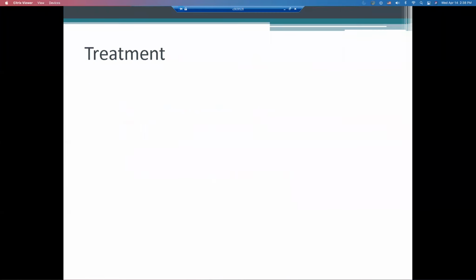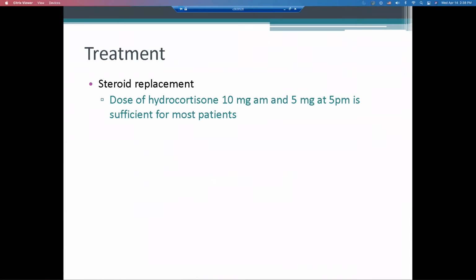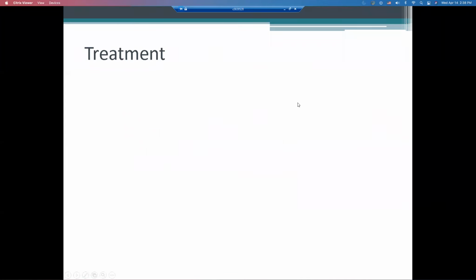Next is treatment. How do you treat central adrenal insufficiency? We treat it with steroids. We give them 10 milligrams in the morning and 5 milligrams in the evening. We're trying to mimic circadian rhythm. You need cortisol much more in the morning and less in the evening.